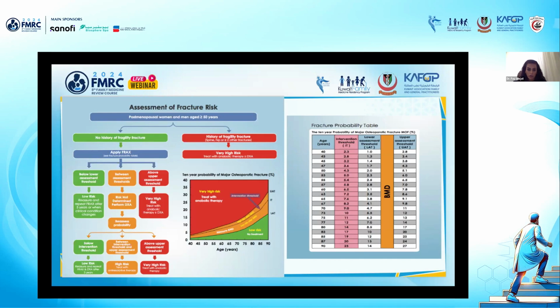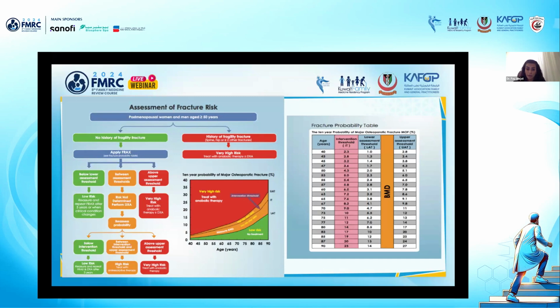Lower assessment threshold is defined as the FRAX of the patient who has no risk factors. Meaning all the answers to the questions are no. And this is called the lower assessment threshold, the green zone, which means that any patient below that number, below that percent, has a low risk of sustaining a fracture in the next 10 years. Okay, so they do not need treatment.